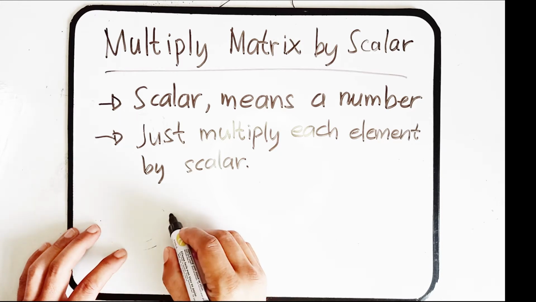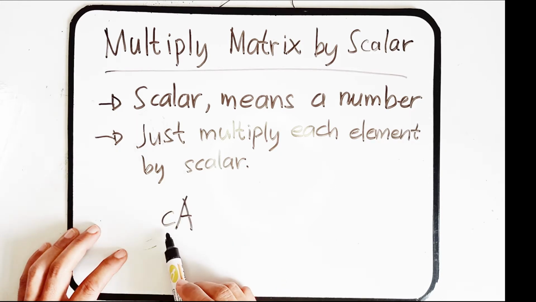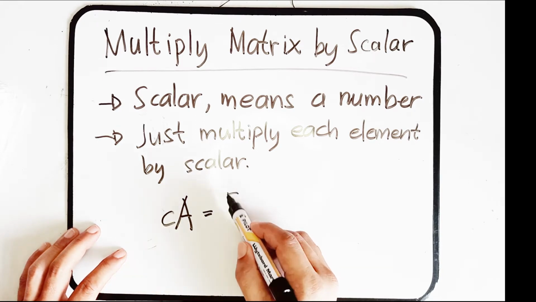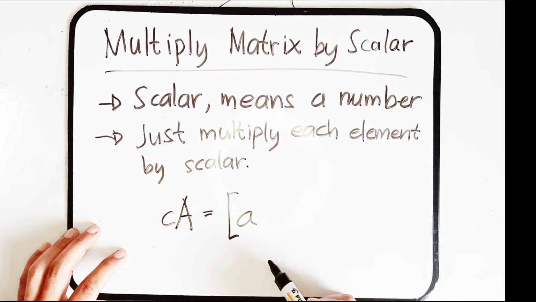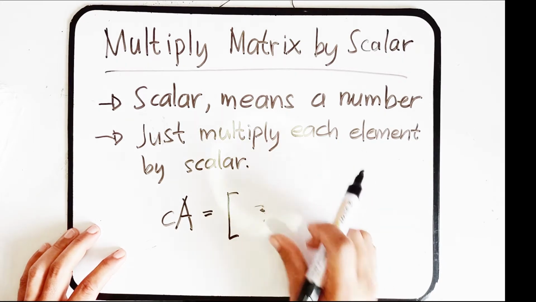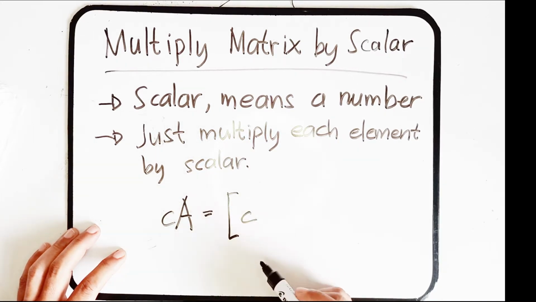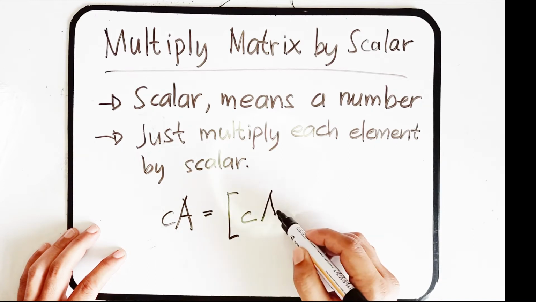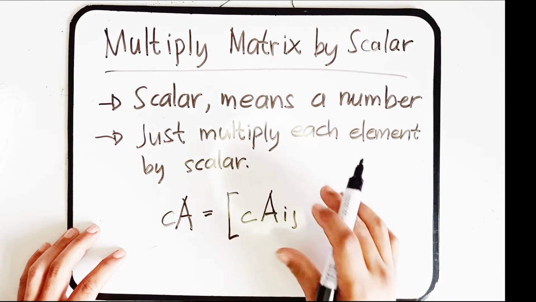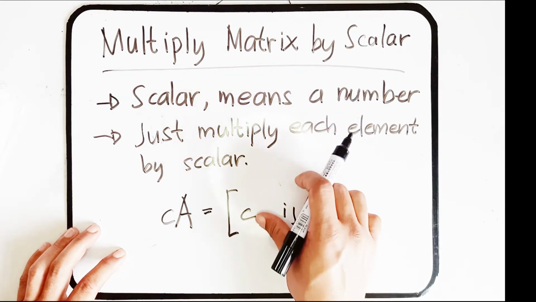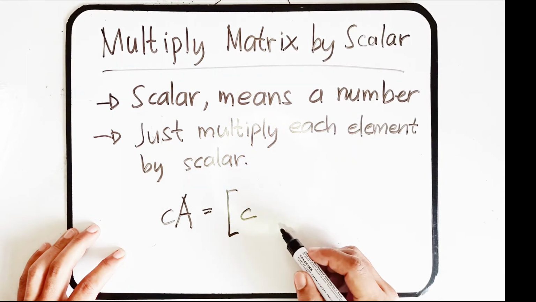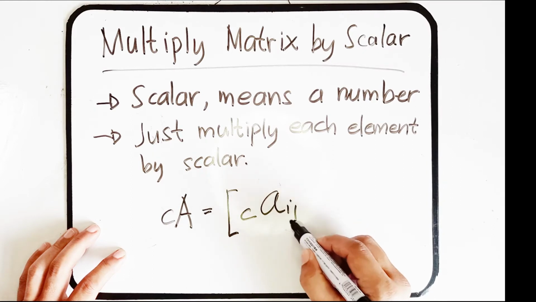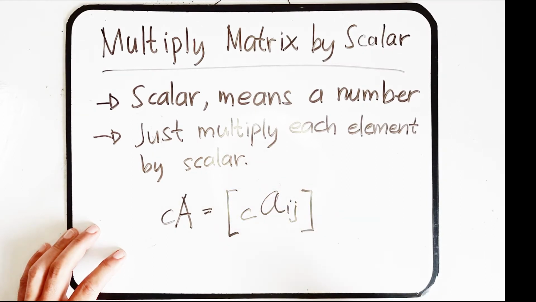So basically, this is how you do it. C here corresponds to your scalar number, and A here is your matrix. Multiplying a scalar to your matrix means that you have to multiply that number to each element of your matrix.